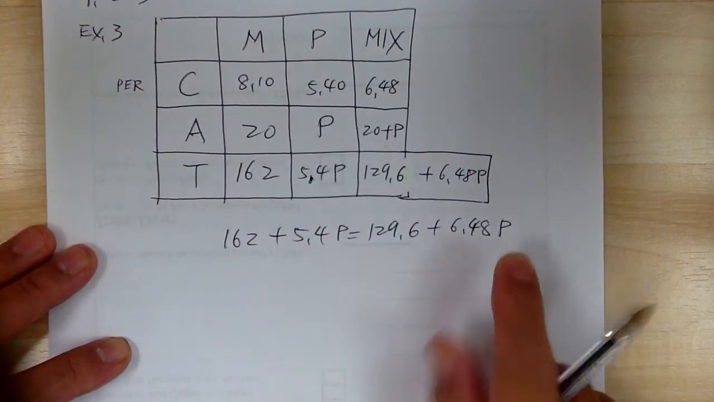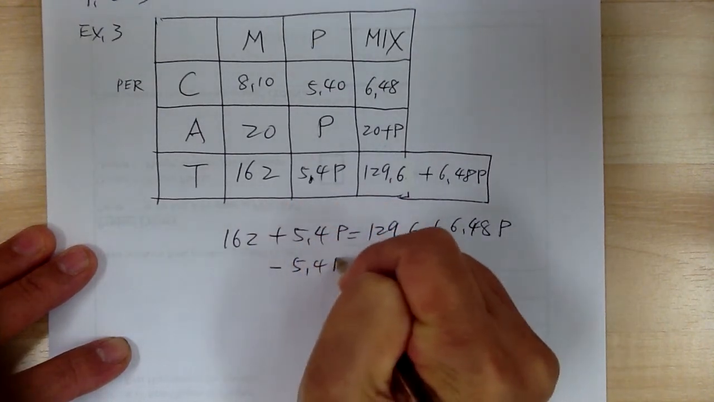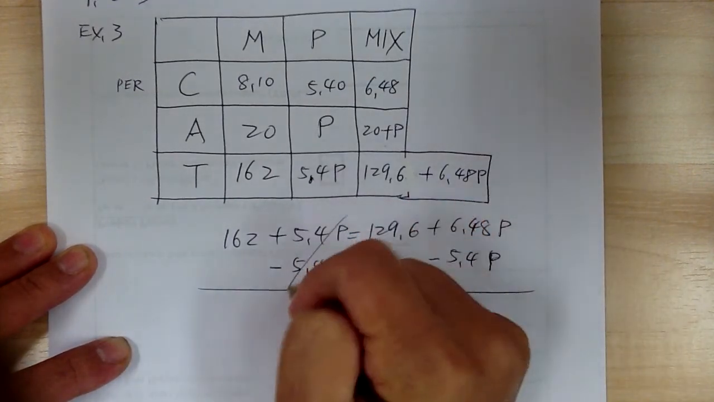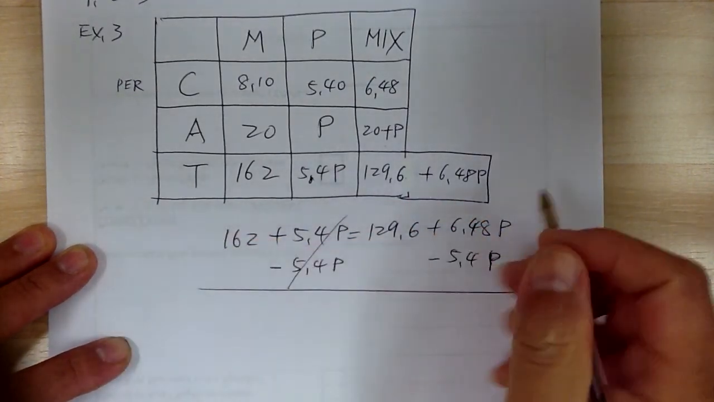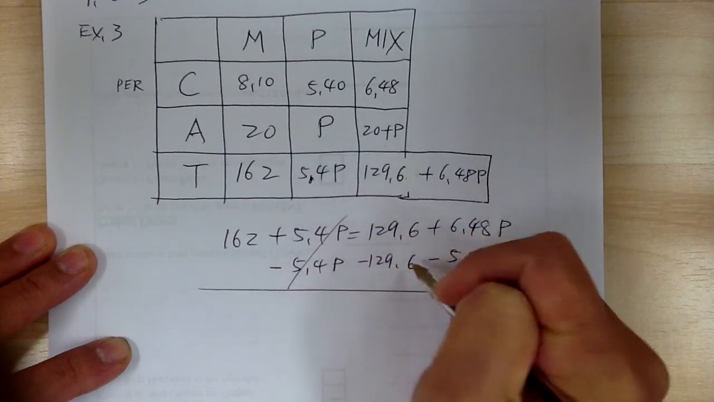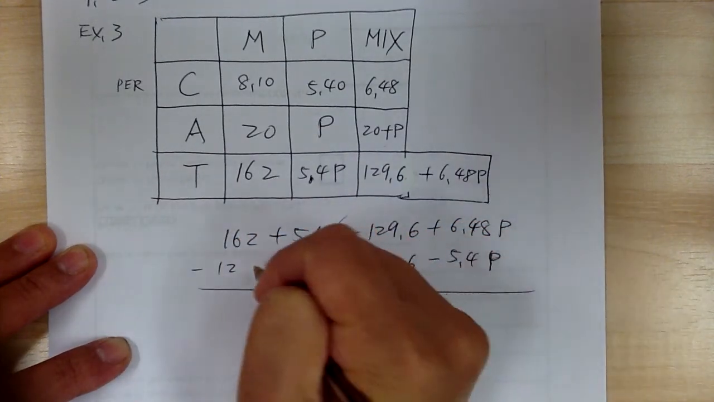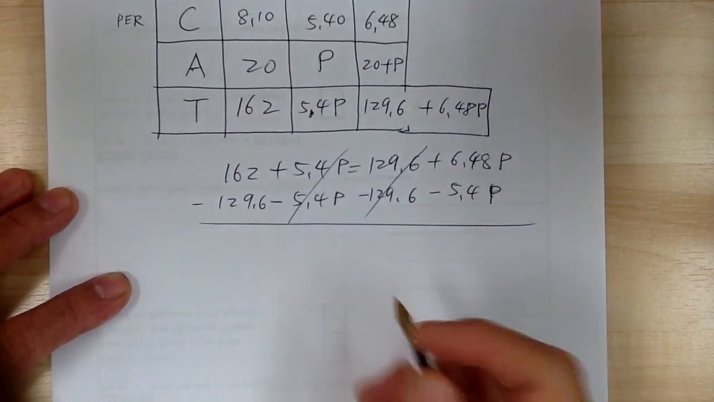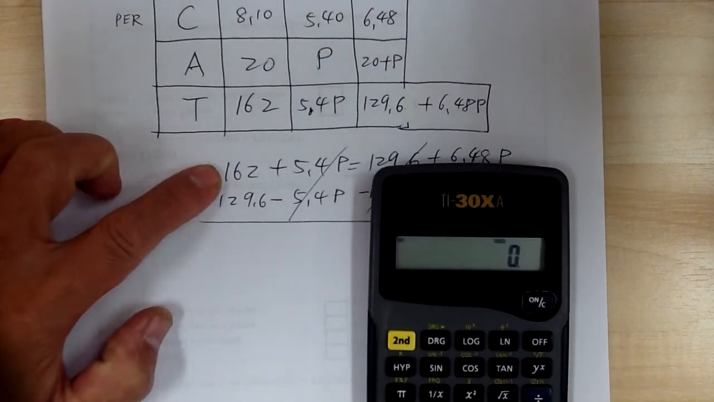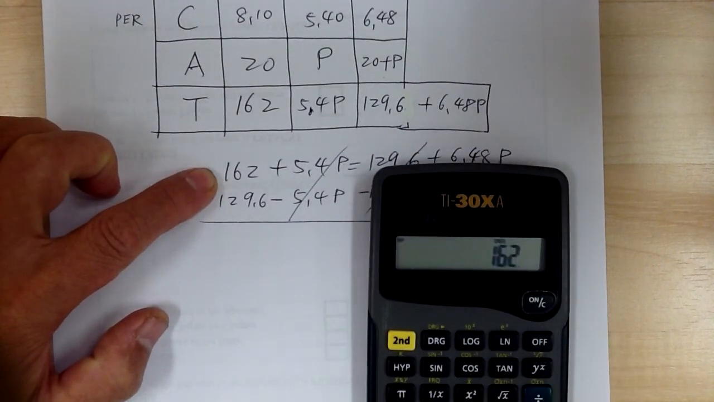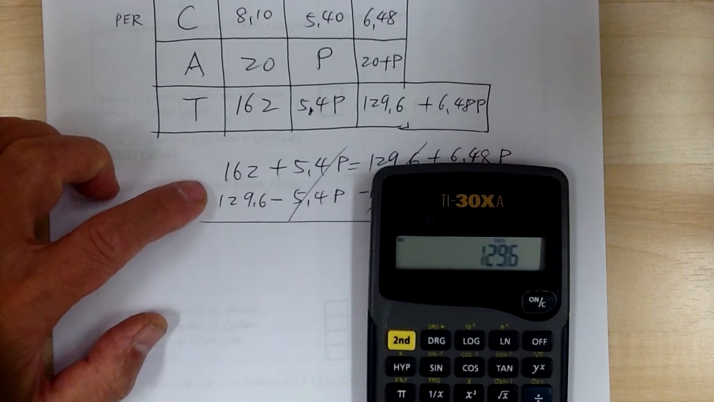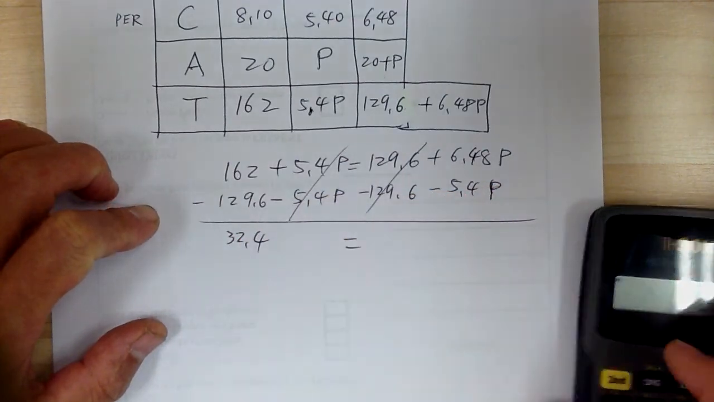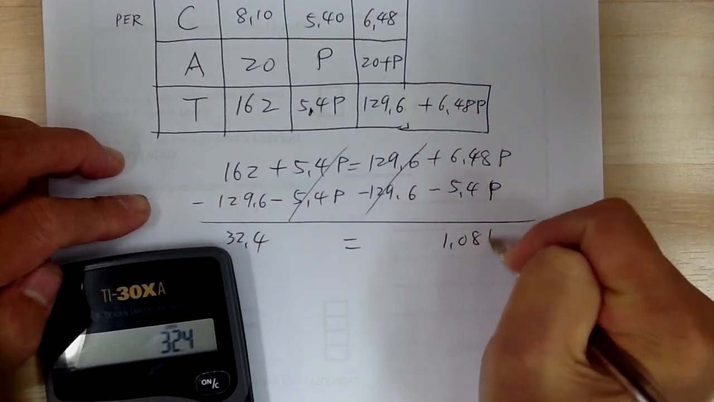So you have only one equation, so this one you just go and solve. I'm going to move the variable to one side, so I'm going to minus 5.4p, minus 5.4p. So this will cancel out. And I'm going to move the number to the left hand side, so minus 129.6, minus 129.6. So this cancels out. Again, we learned all these. So 162 minus 129.6, I get 32.4, equal to 1.08p.